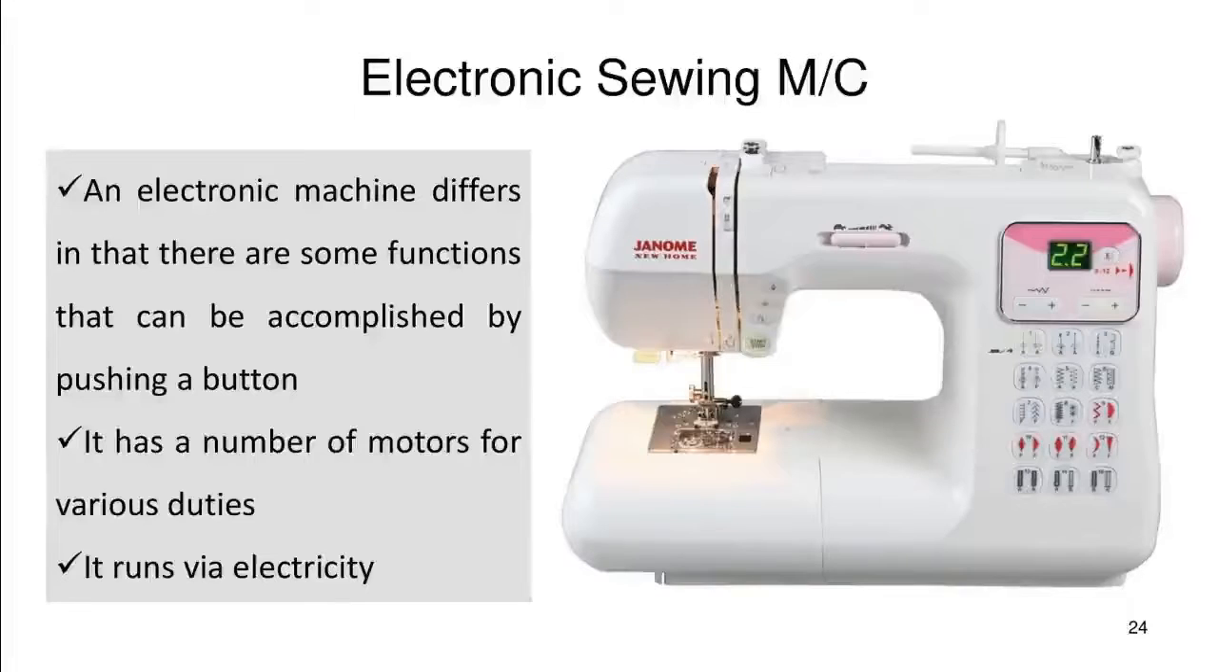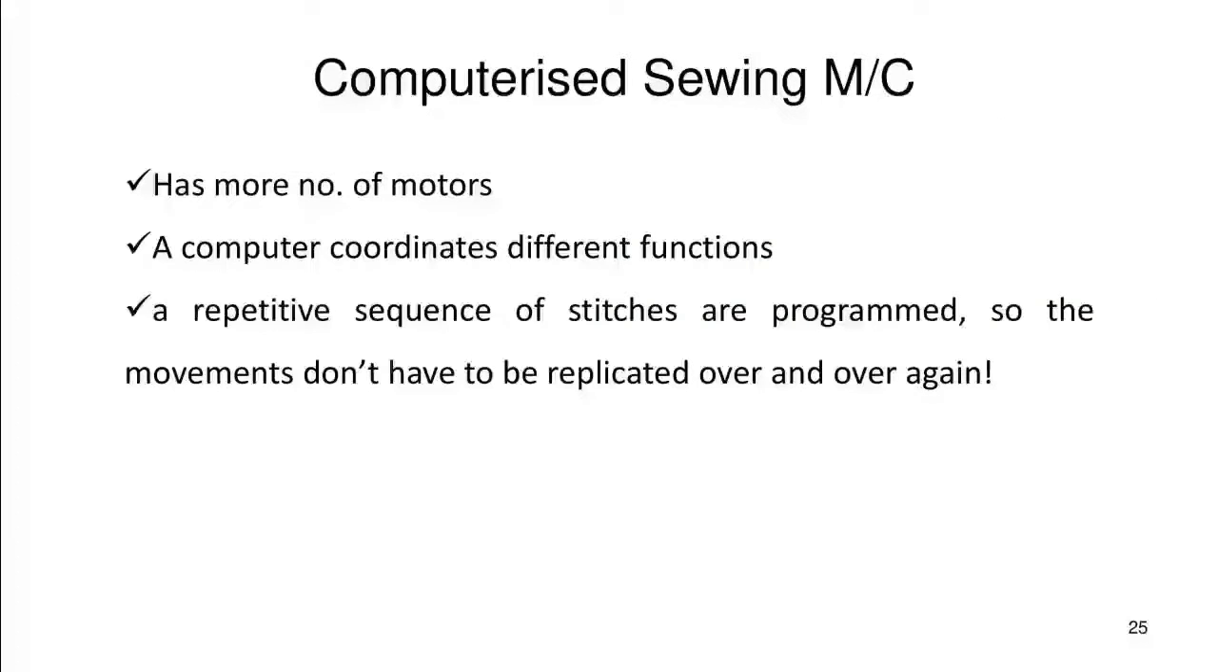And we go to slide number 25, computerized sewing machine. It has more number of motors. A computer coordinates different functions, and a repetitive sequence of stitches are programmed. So the movements don't have to be replicated over and over again.